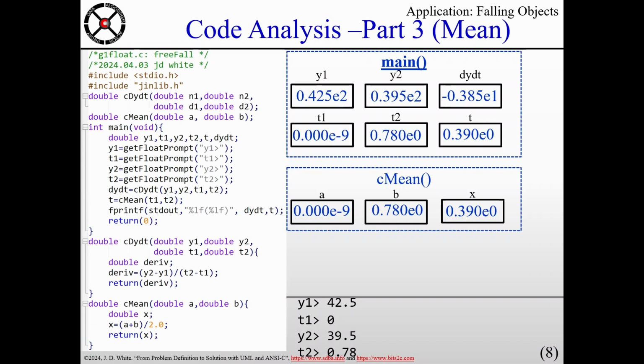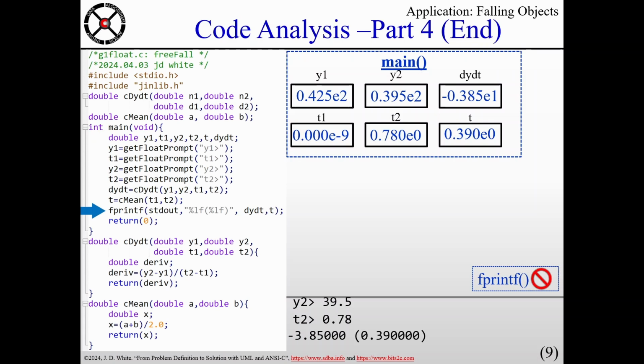The next line is fprintf, which is called, and it basically prints minus 3.85 0.39, and we finish the program.